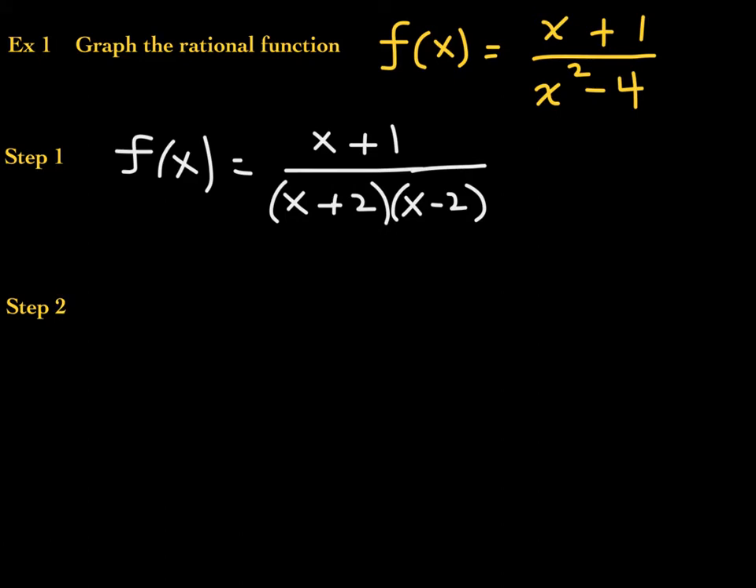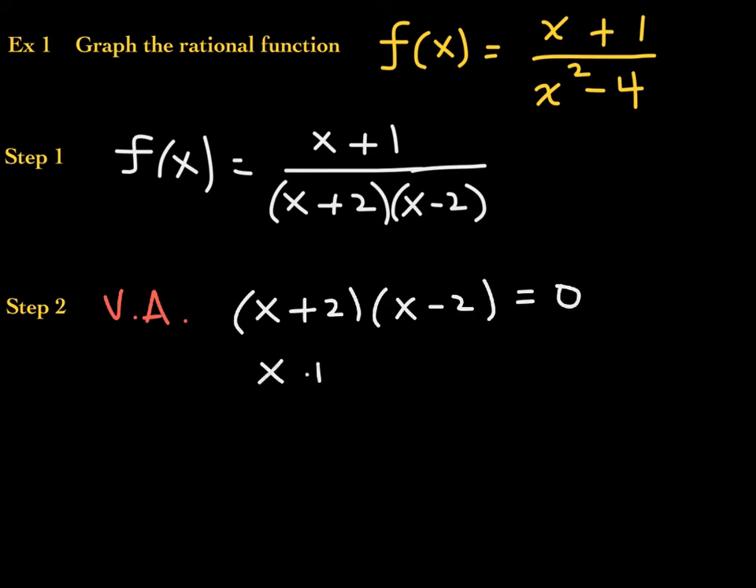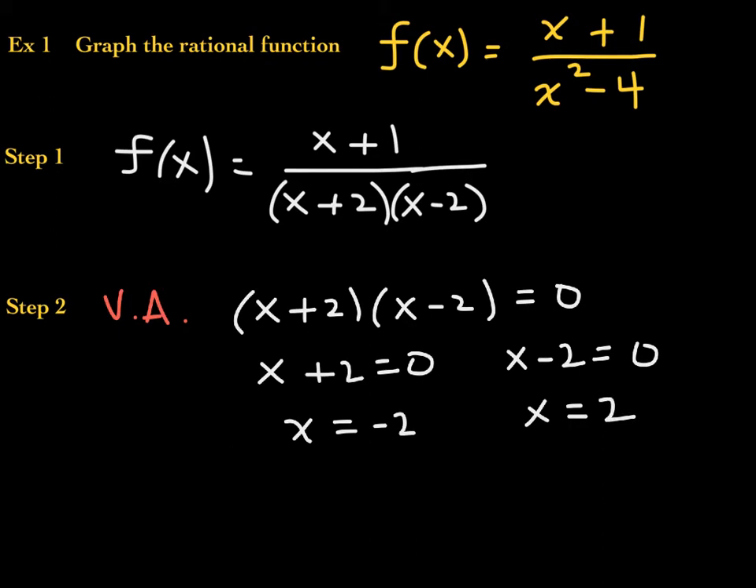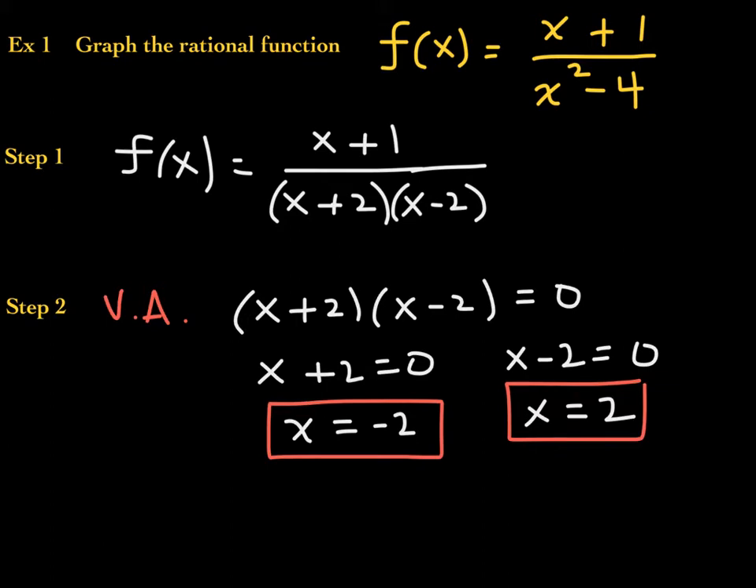Next, I will determine what the vertical asymptotes are. The way I find my vertical asymptotes is by taking the factored form of my denominator and setting it equal to 0 and solving. So you should be able to see that your two vertical asymptotes are x equal to positive 2 and x equal to negative 2. Remember, these are two vertical lines that your graph will get infinitely close to.